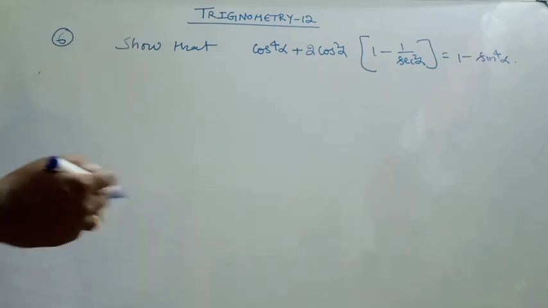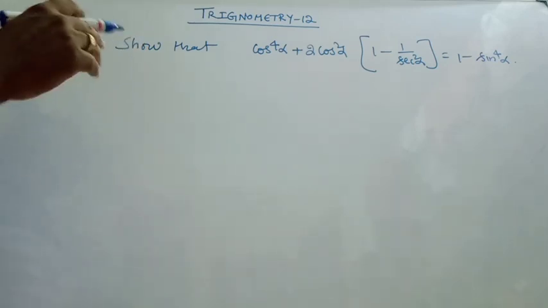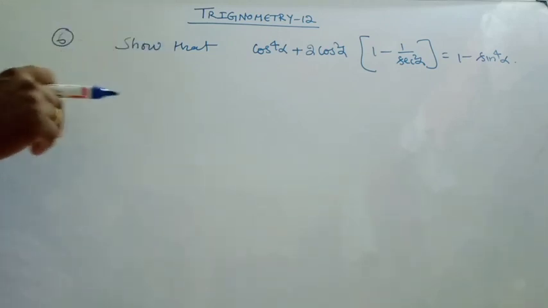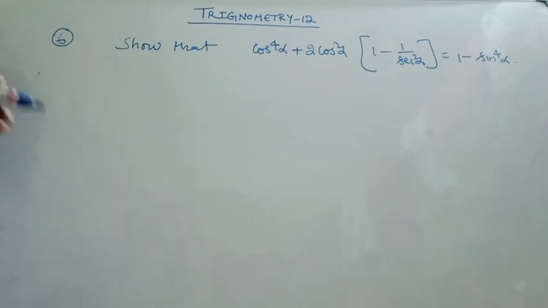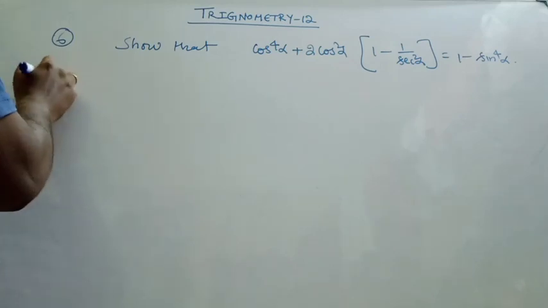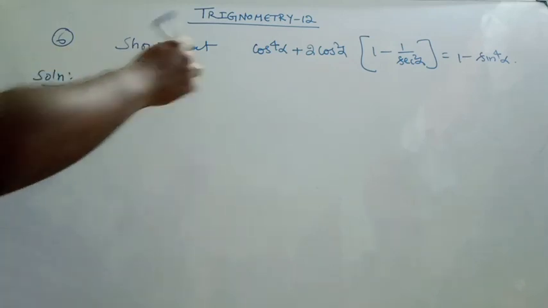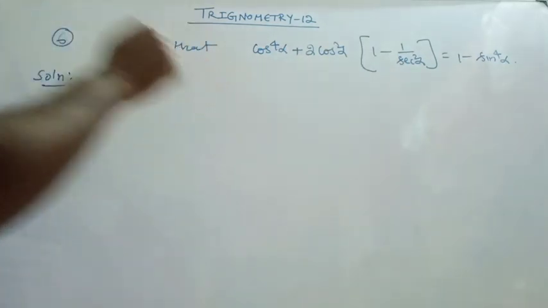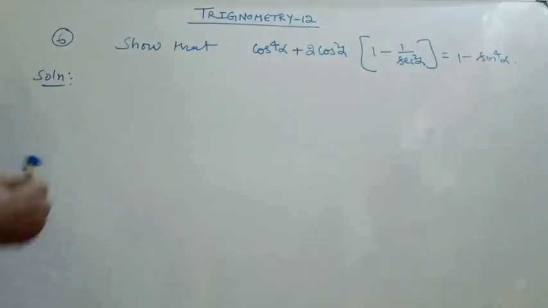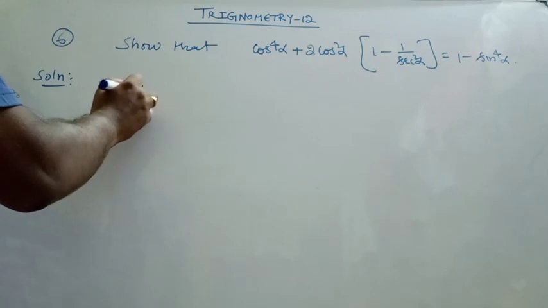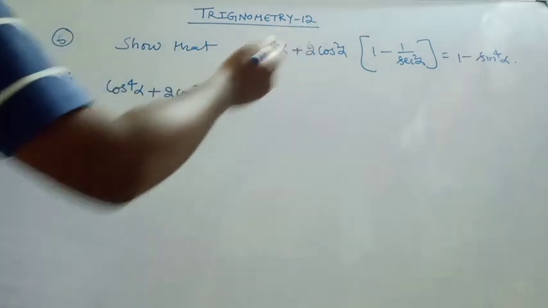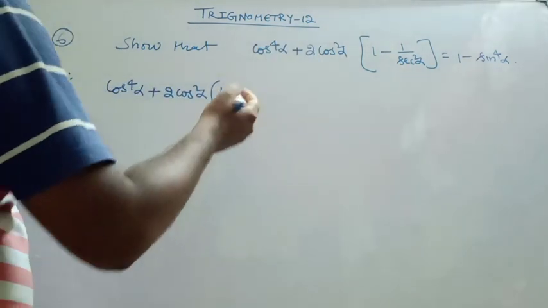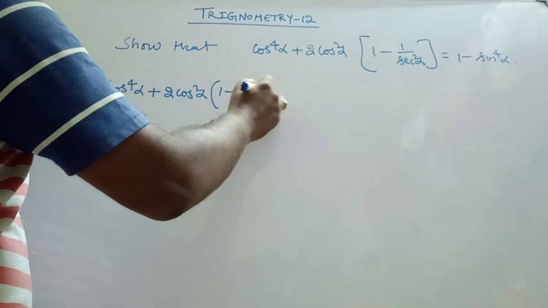Sixth one: show that cos power 4 alpha plus 2 cos square alpha into 1 minus 1 by secant square alpha is equal to 1 minus sin power 4 alpha. You see, like elimination of theta problems, we will be doing it in that way, right? Now you have got this particular problem. First of all, this is something like an identity problem. We have to check whether it is correct or not. This is cos power 4 alpha plus 2 cos square alpha, and this is 1 minus 1 by secant square alpha.